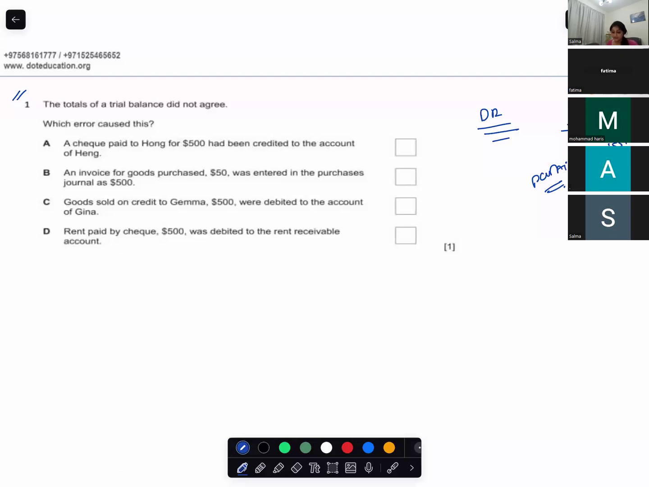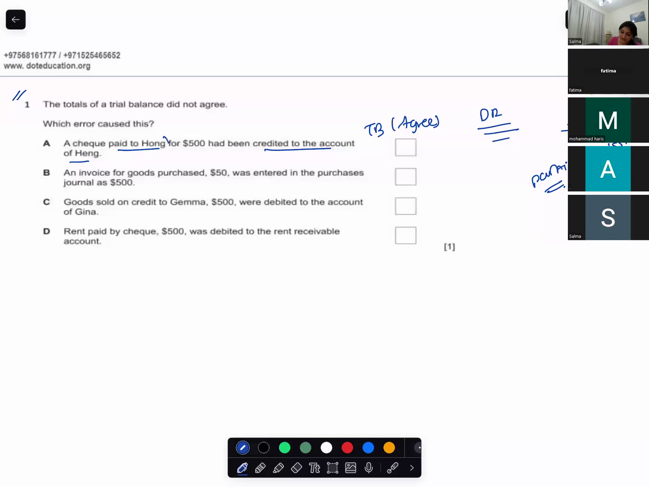Which error caused this? A check paid to Hong has been credited to the account of Heng. So instead of writing Hong, what did you write? Heng. So come on, tell me, because of this, will the trial balance agree or not? I think the trial balance would agree because we've just changed the name. Okay. But think again properly.